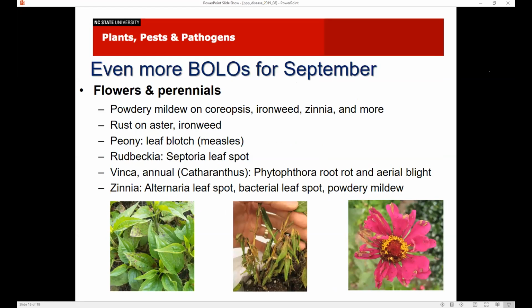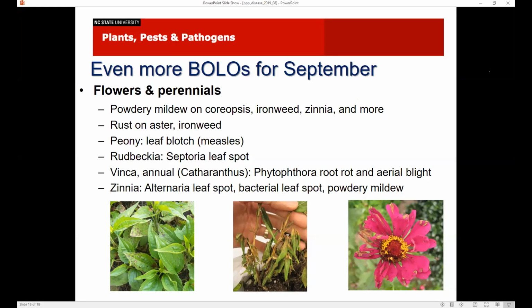Finally, with the flowers and the perennials, powdery mildew on things like Coreopsis and Vernonia, ironweed, zinnia, rust on aster, ironweed, and possibly some other things in the garden. There'll be really some of the rust coming into their peak now. With peony, there's a disease called leaf blotch, but it's also called measles. So you get the idea that it can have either small or large spots, tend to be red, but so do most things that attack peony, seem to do red spotting. But that's a common one.